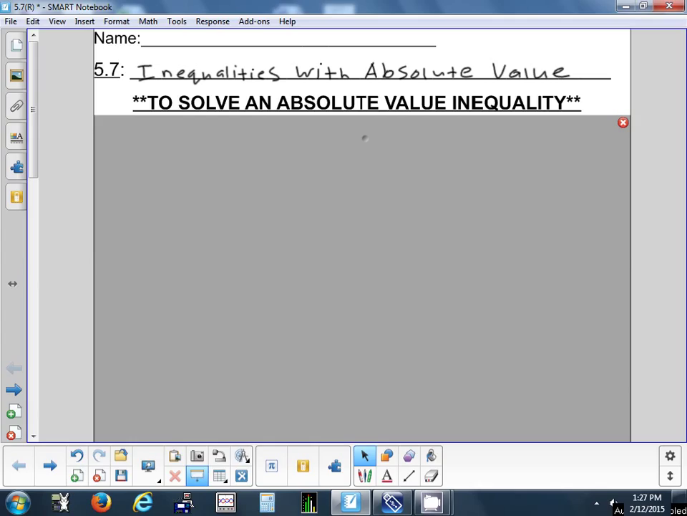Guys, does anybody remember what an inequality is? It's the signs. Like what signs? Greater than, less than. Yeah, like the little Pac-Man symbols, right? That's exactly what we're doing. The only thing is, we're doing an absolute value now.